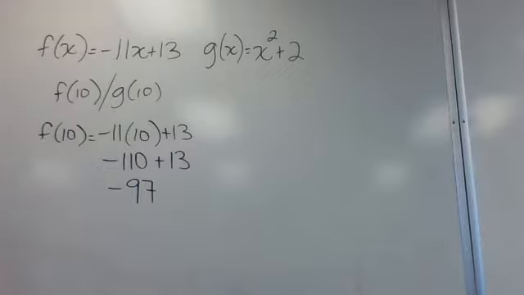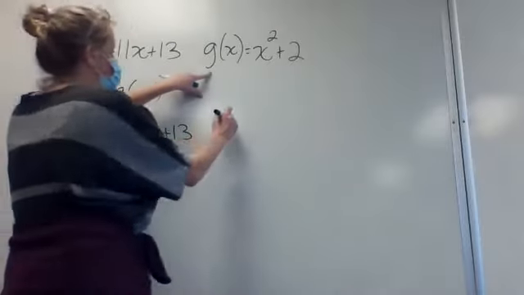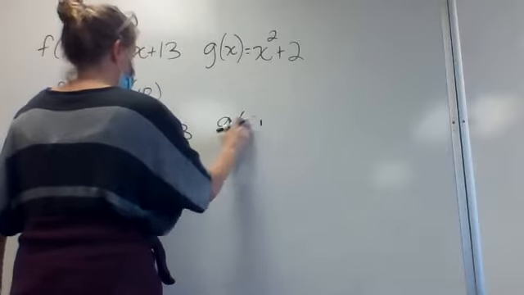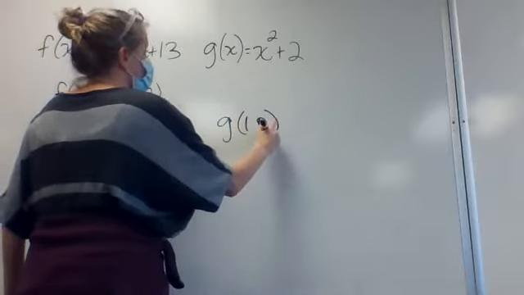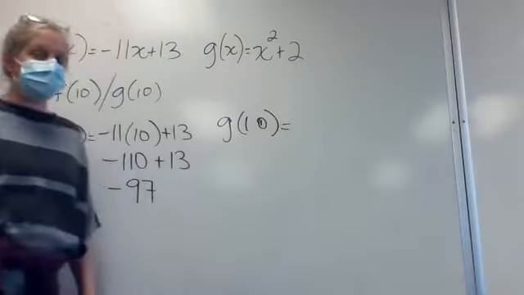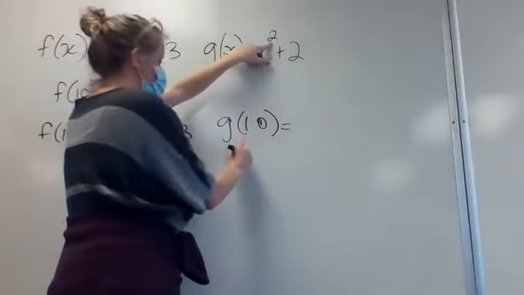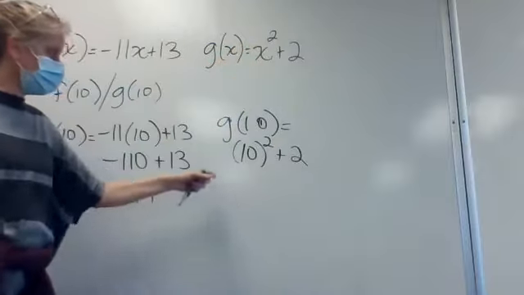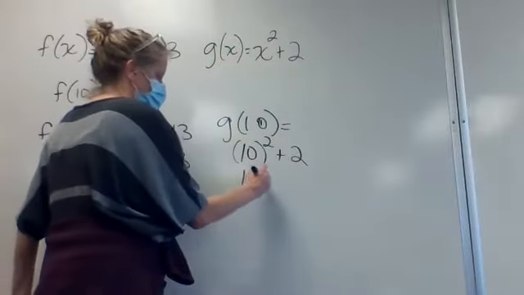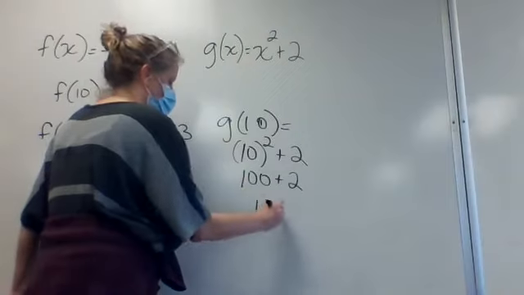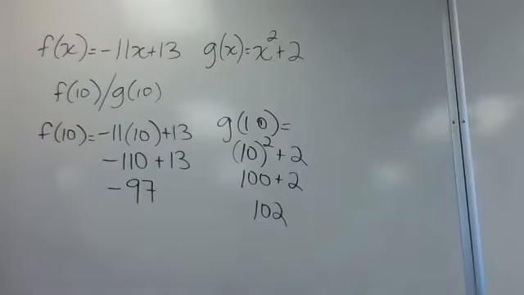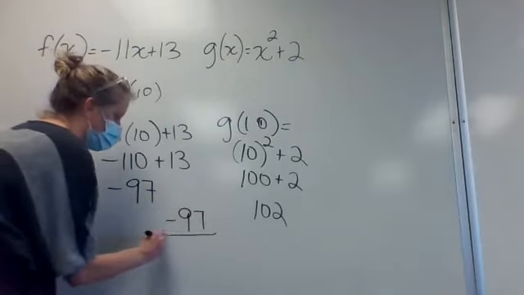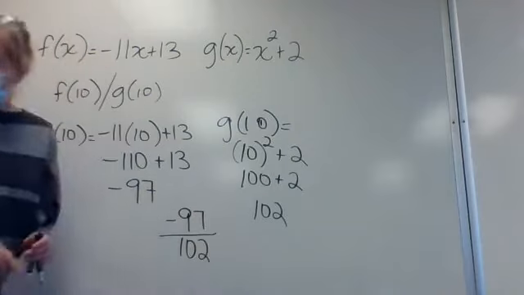So now do the same thing with the g function. I'm going to find g of 10, which is going to be 10 squared plus 2. Good. 10 squared is 100. Plus 2 gives me 102. So if I put my f over my g, I have negative 97 over 102.